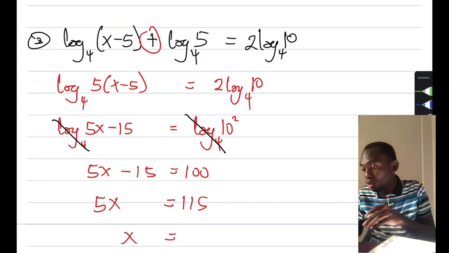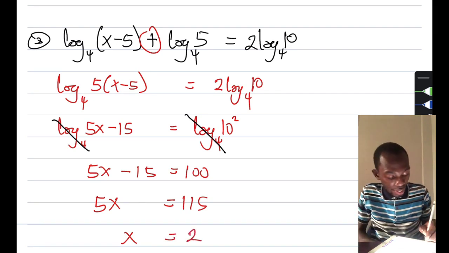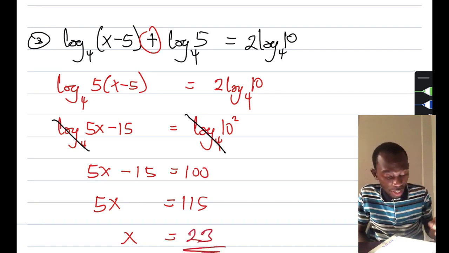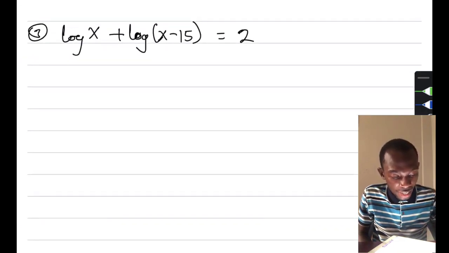X will give us what? So 115 divided by 5, that is 23, okay? X is 23. All right. Let's consider the third example.